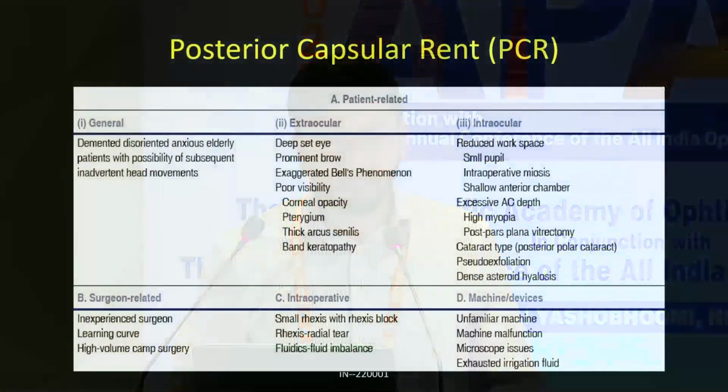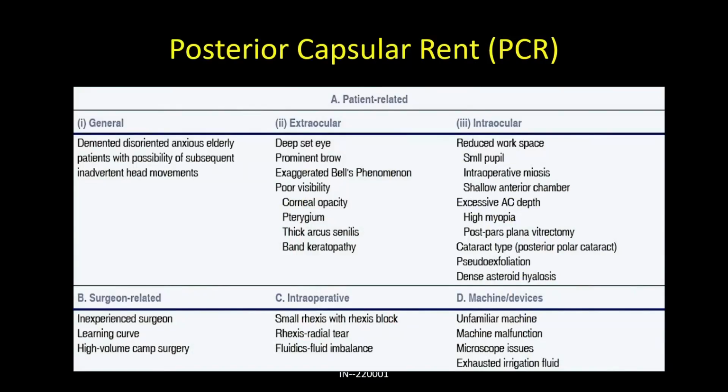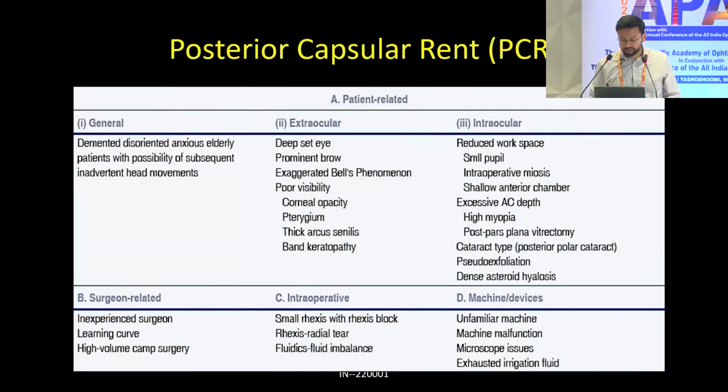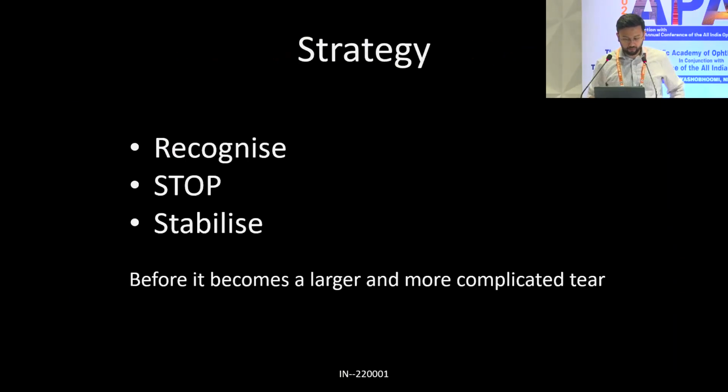It's a dreaded, potentially vision-threatening complication, and it may call for additional surgical procedures in the same sitting or in the next 1 or 2 sittings. A higher incidence of post-operative complications is also associated with PCR, which may finally affect visual outcomes. So the strategy in such cases is mainly to recognize the tear as early as possible.